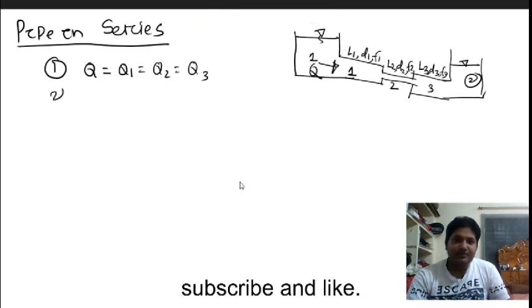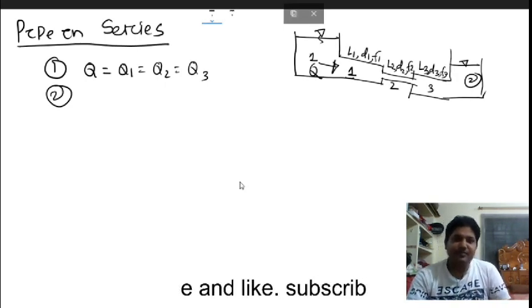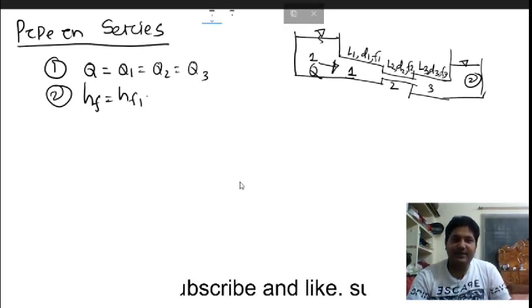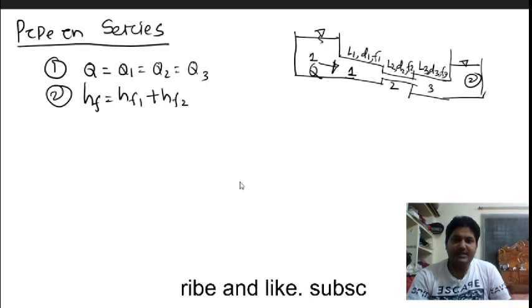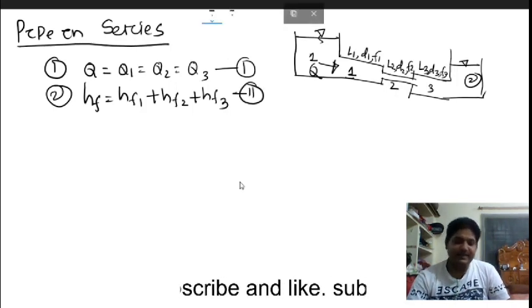But the head loss due to friction will be equal to the head loss due to friction in the first pipe, plus the head loss due to friction in the second pipe, plus the head loss due to friction in the third pipe. These are my two compatibility equations for the pipe in series condition.